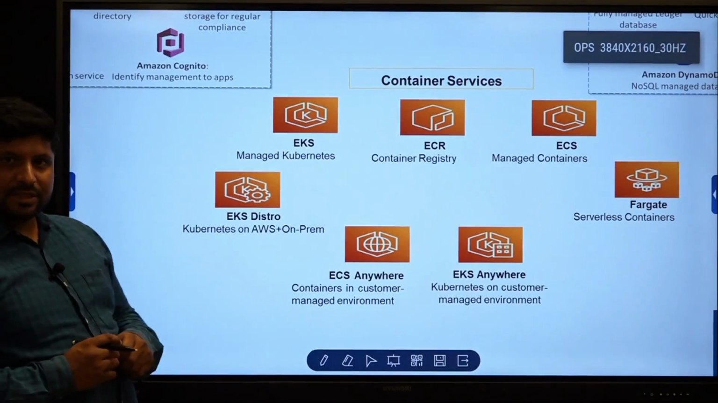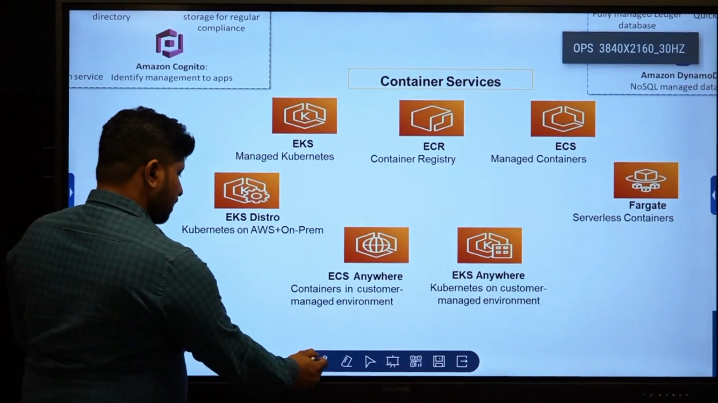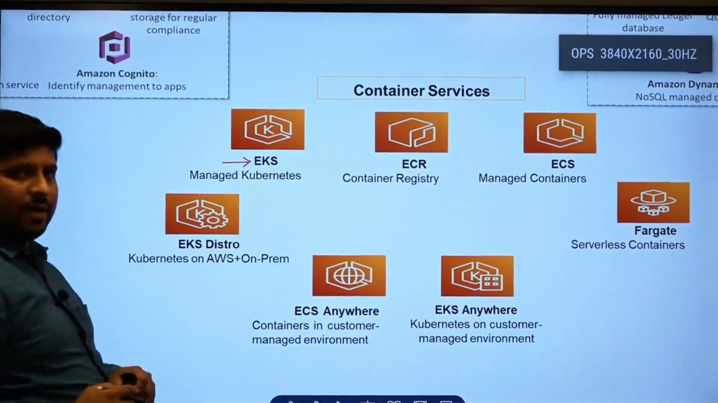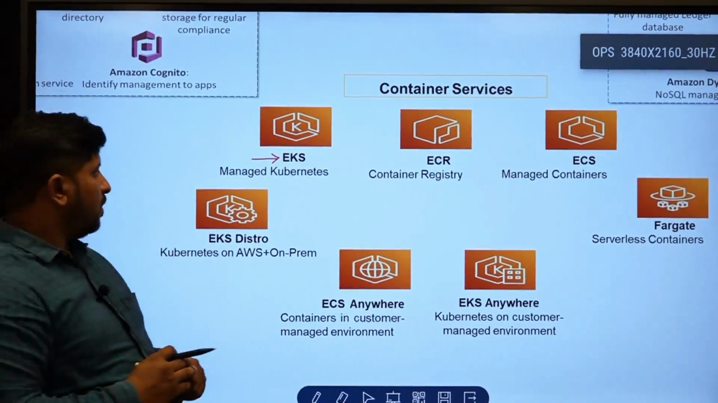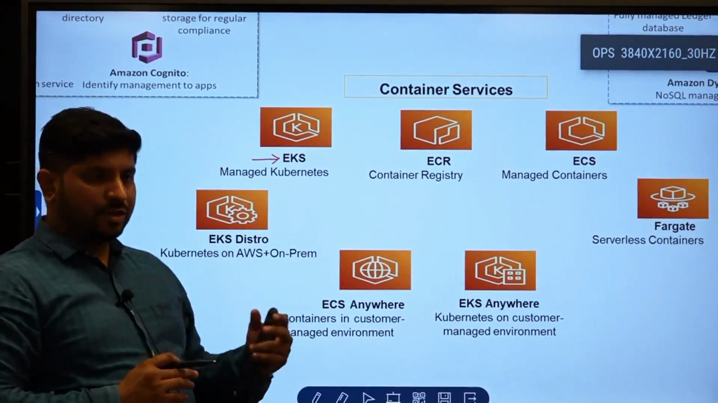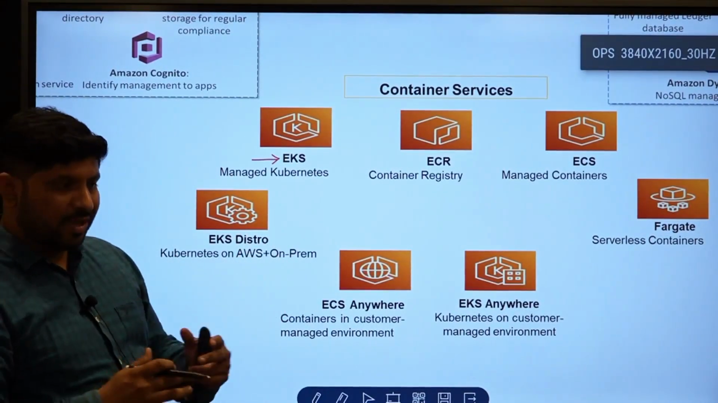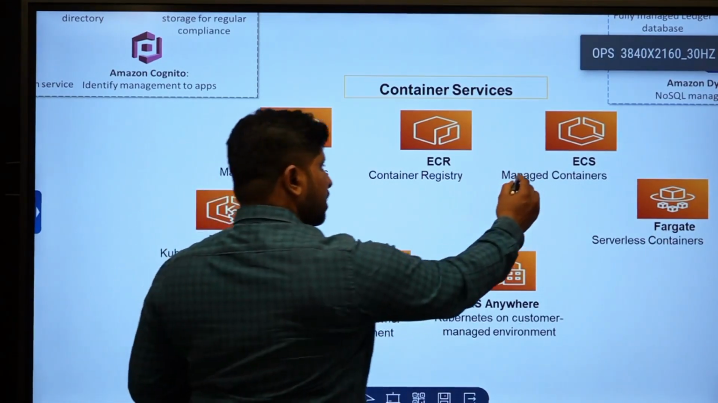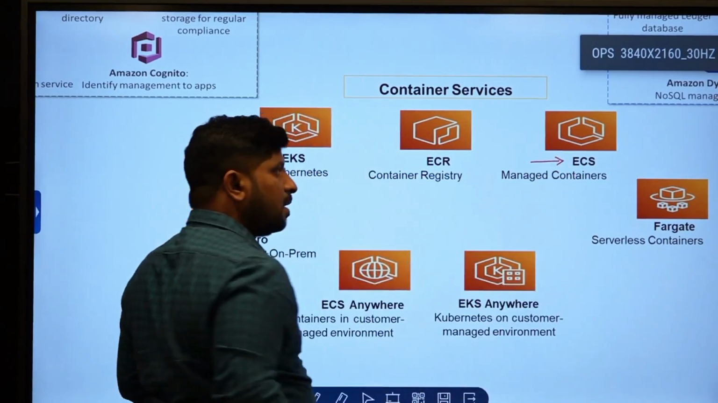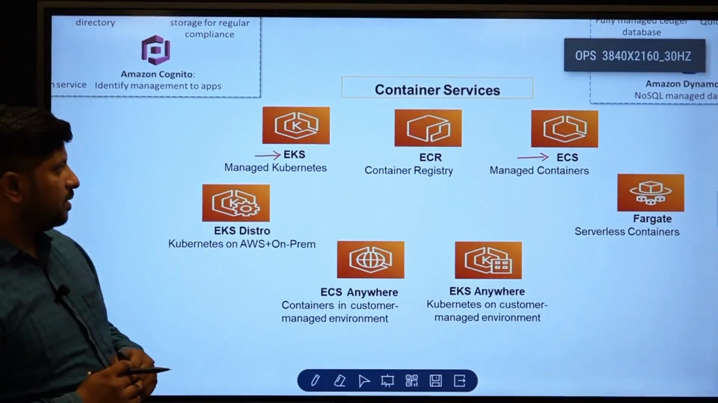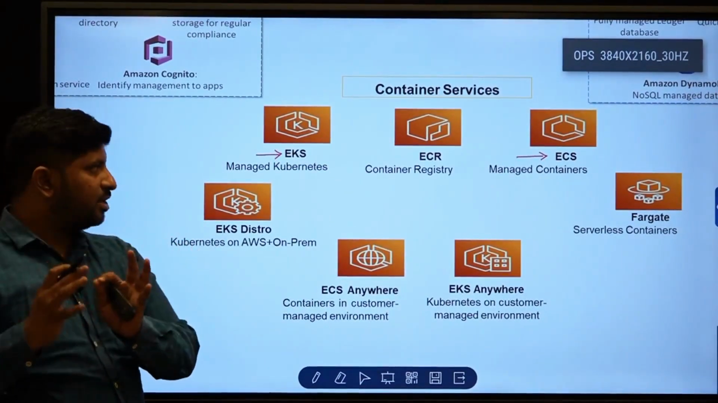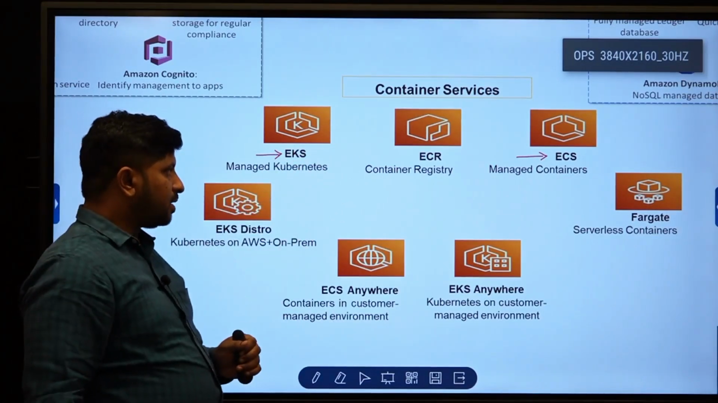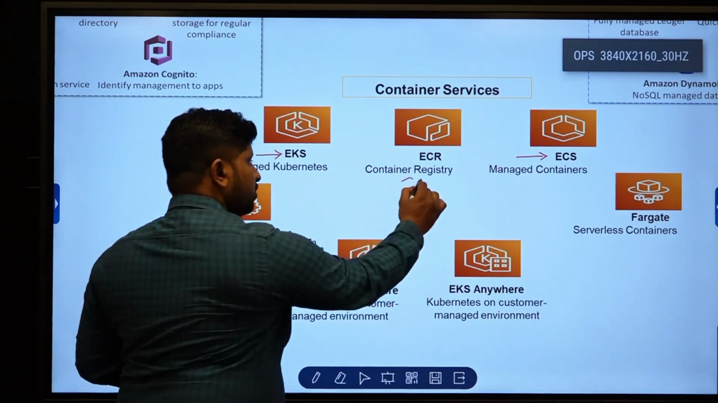We do have container services, such as EKS, Elastic Kubernetes Service, where you can run, manage and deploy various automation tools on Kubernetes. As well as we do have ECS, Elastic Container Service, where fully managed Docker containers are going to be provisioned on that particular service. We do have a registry also.